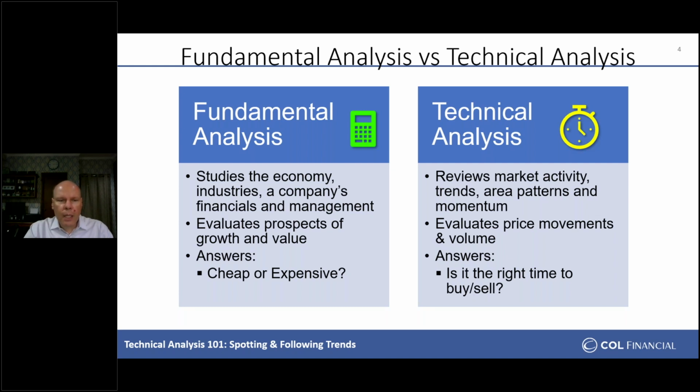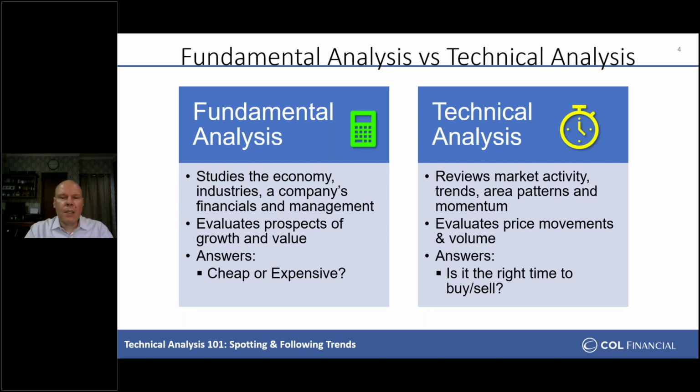The first, fundamental analysis, talks about reviewing your economy, industries, a company's financial statements, how management is coming along to build a business well, and its primary goal is to evaluate the prospects for a company's growth and how valuable the business is given the context of what it's doing. And it answers the question, is a company cheap or is it too expensive? By answering that type of question, you'll get a sense of whether it should be timely for you to look into a prospect of investing in a stock or not.